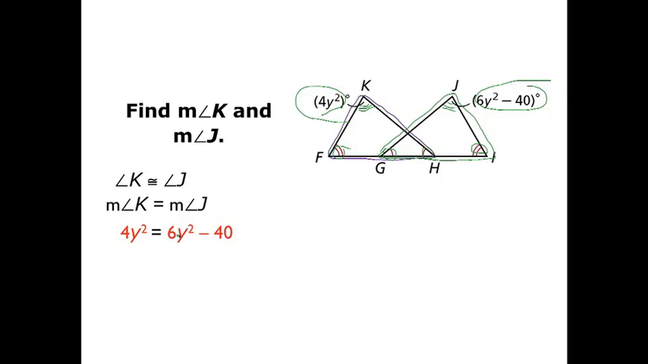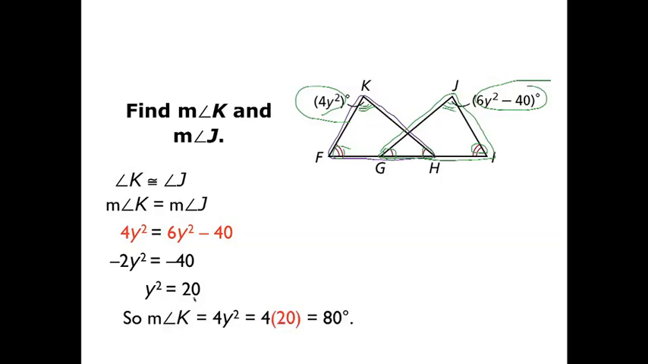So I'll subtract the 6y squared over, divide by -2, and get that y squared is 20. And once again, I'm trying to find the measure of angle K and the measure of angle J, which are in terms of y squared, so I don't need to take the square root of this. Measure of angle K is 4 times y squared, so since y squared is 20, I'm going to do 4 times 20 and get 80. Since J is the same thing, I'll also get 80 there, and you can check it. You could plug in and do 6 times 20, 120 minus 40, and again, you'll get 80 degrees.